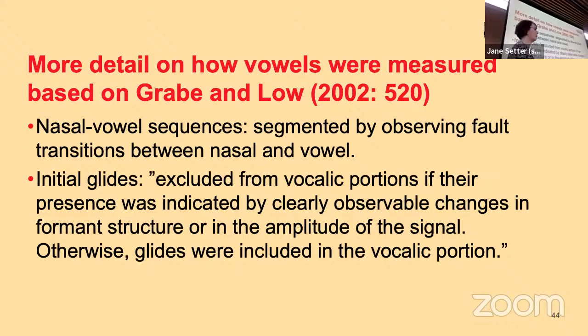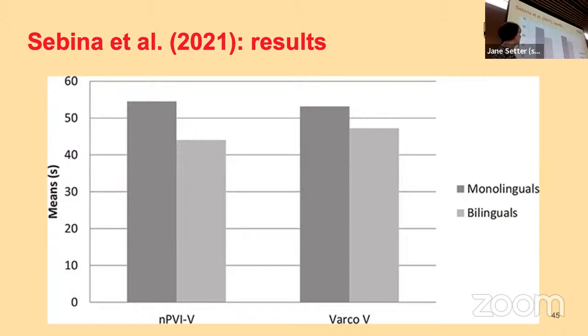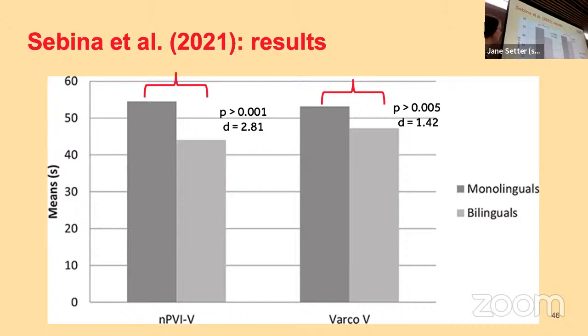Just out of interest, just to see what she found. So we've got nPVI and VarcoV. Here, she did find that there was a significant difference between the monolingual kids and the bilingual kids. The nPVI for the monolingual kids was about 55, and for the bilingual kids, it was actually lower, about 40. And then we've got a similar difference for VarcoV. What she was thinking was that English speech rhythm would affect Setswana, and that Setswana spoken by the bilinguals would be more stress-timed.